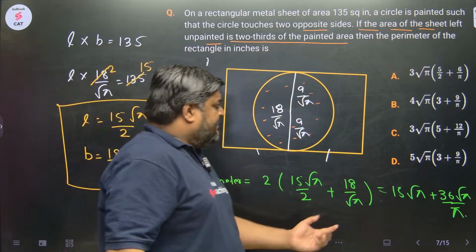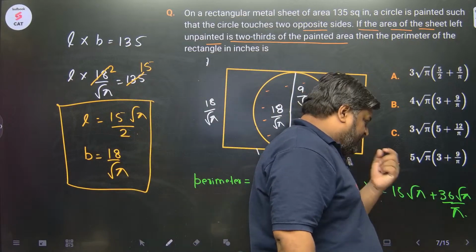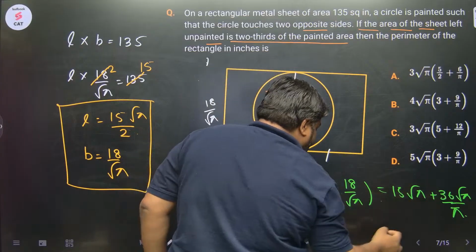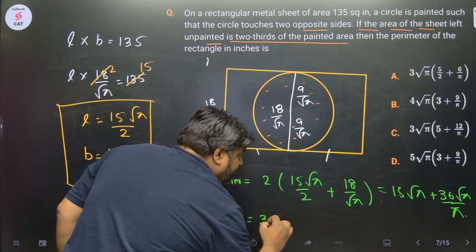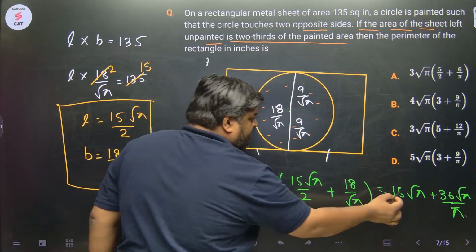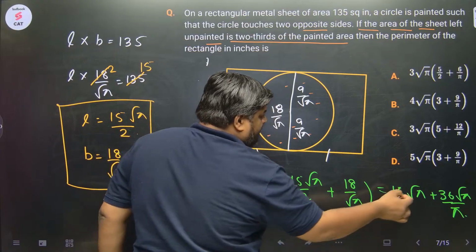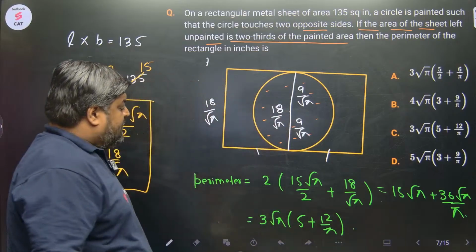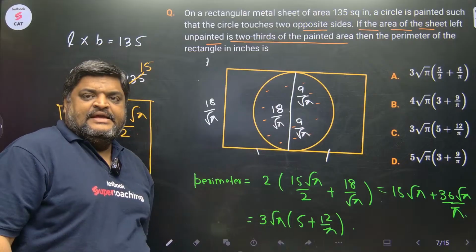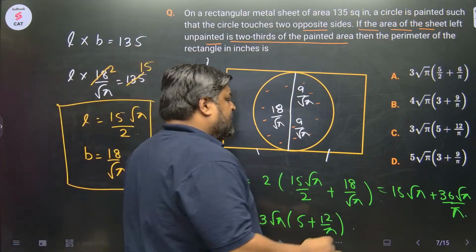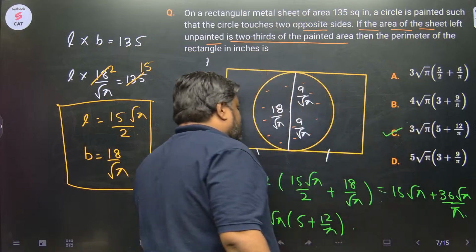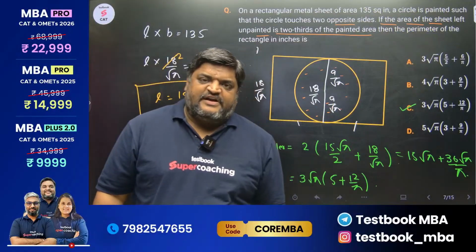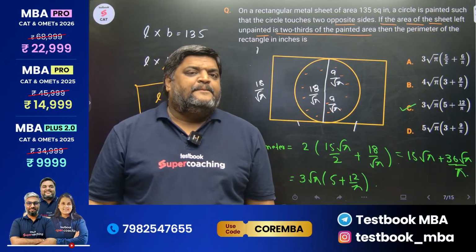अब यहां से कॉमन क्या आएगा बेटा? कॉमन क्या ले सकते हैं? एक तो रूट पाई कॉमन ले सकते हैं। 15 और 36 का HCF होता है 3, तो 3 रूट पाई कॉमन लिया जा सकता है। And when you take 3 root pi as common, इधर बचेगा 5 और इधर बचेगा 12 upon pi, and this is option C. So correct answer to this question was 3 root pi bracket में 5 plus 12 upon pi.